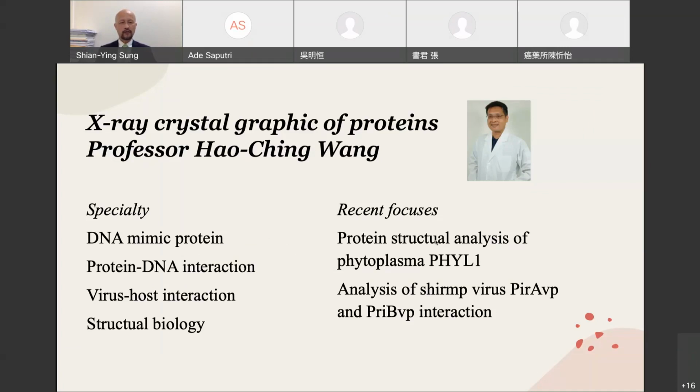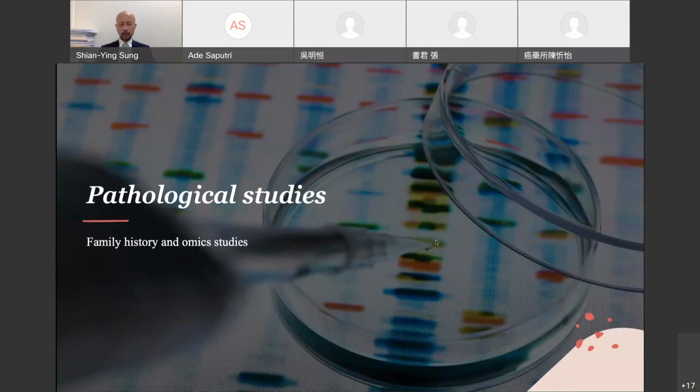His specialty is focused on DNA mimic proteins and protein-DNA interaction, virus-host interactions, and also structural biology. His recent focus includes protein structure analysis of several disease-oriented proteins, such as PHYL1 and the PRIBVP and PRIAVP proteins in their interactions. He will be able to identify the protein interaction and see if we can block it and really cure a disease. So not only does he focus on biology and biomechanism studies, but also on disease-oriented studies. That would be very important and tremendously helpful work in our department.